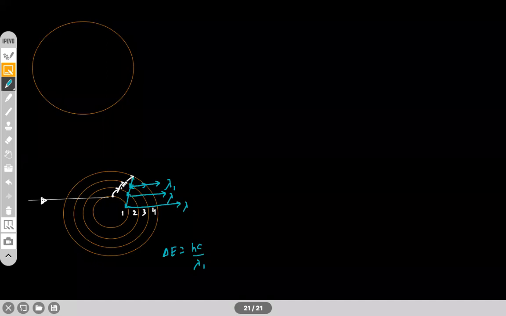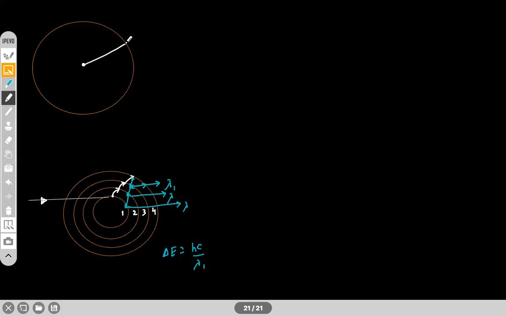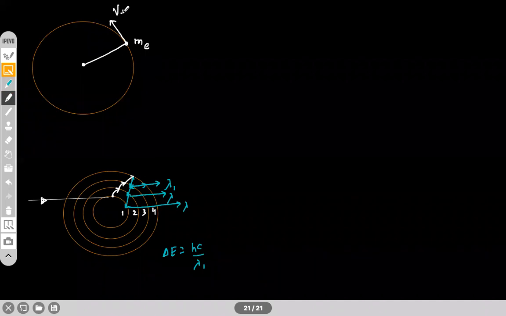First thing is that. Okay, now like this, we have n number of orbits, and I am assuming the nth orbit here. Suppose the electron is present over here, and this is the velocity of this electron. The mass of this electron I am assuming me, the velocity I am assuming vn because it is the nth orbit, and rn is the radius of the nth orbit.